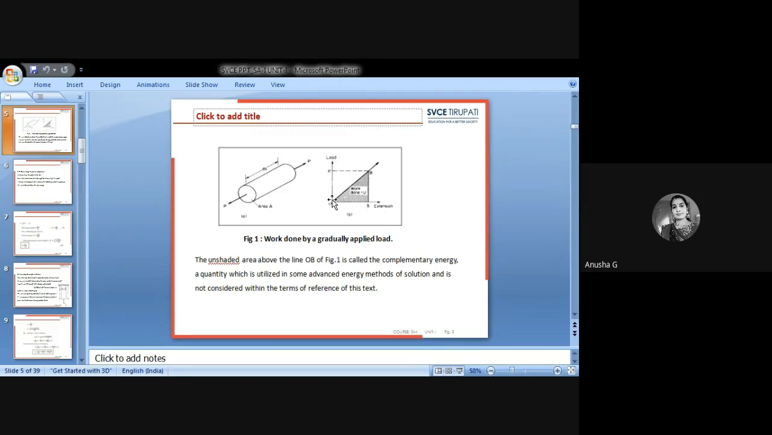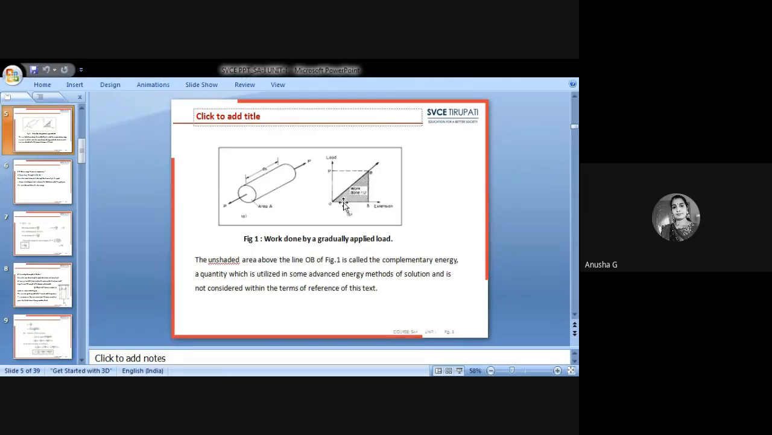For this graph, it depends upon the load. If the load is increased to 1, the deflection increases to 0.1, 2, like that, and we will get a straight line. The line which passes through the origin will be in the form of a straight line. This is the force P, and this is the delta L. Whatever the area under this line is called the strain energy.